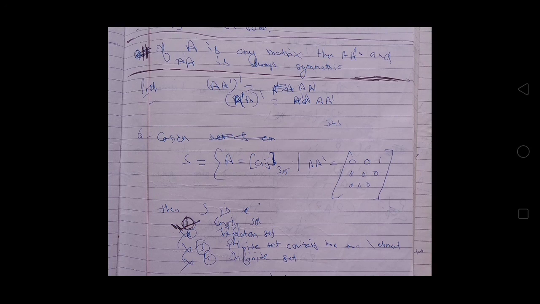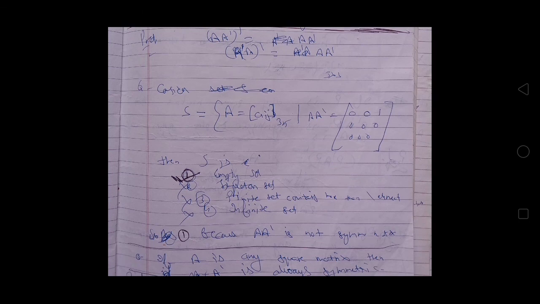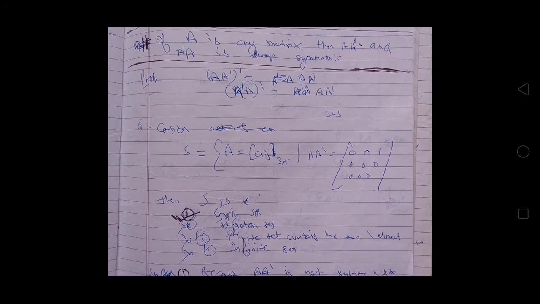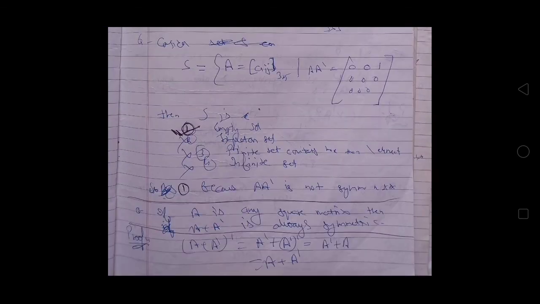Now see this question. Consider S is the collection of matrices A of order 3 cross 5 in which the entry has been denoted by Aij such that A dash is equal to this matrix. Now you can clearly see that A dash is not a symmetric matrix, but in the above note it has been mentioned that if A is any matrix, then A into A dash and A dash into A is always symmetric. So the answer is the empty set. So the first option is correct.